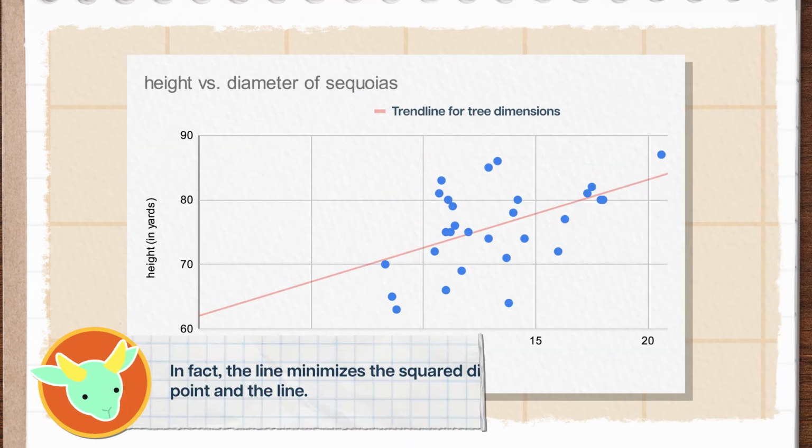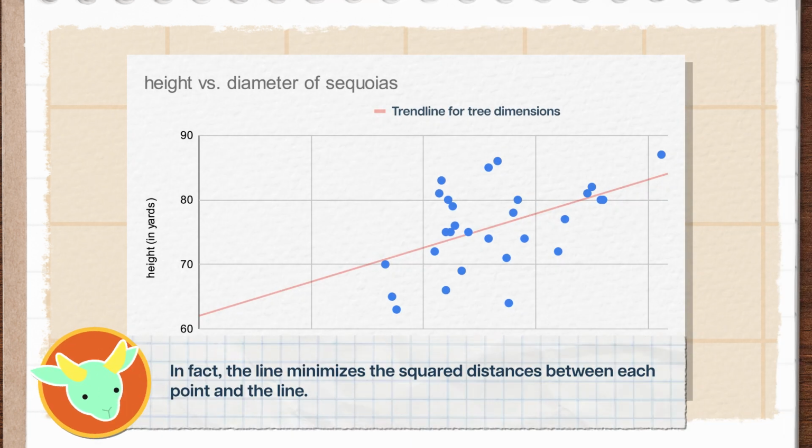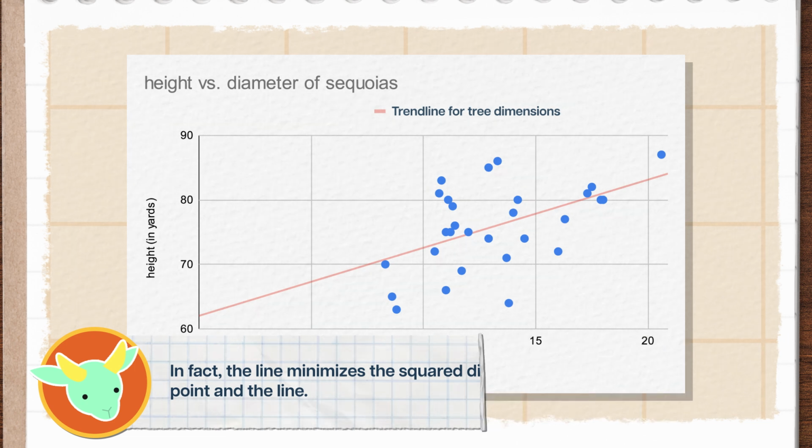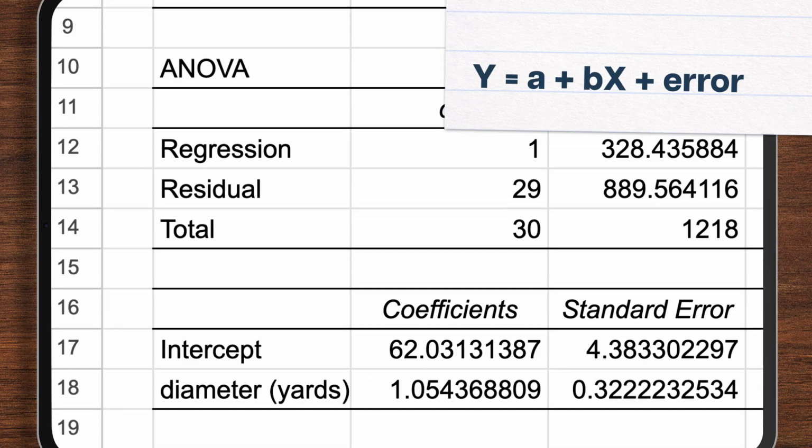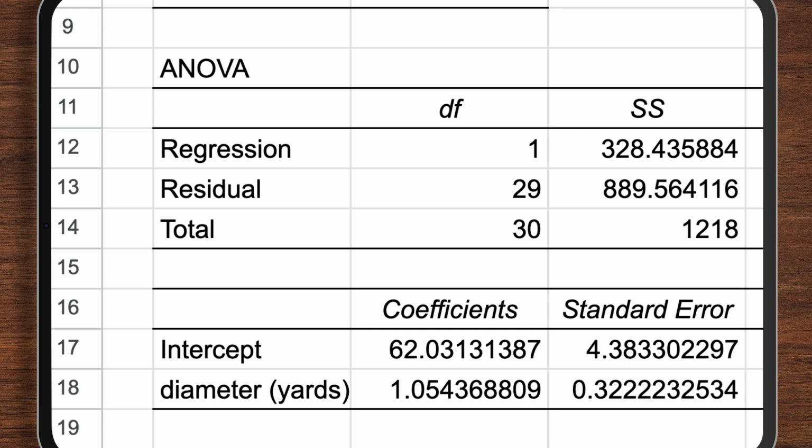This line tries to get as close to all of these points as possible, and in doing so, it has to cross 0 at some point, and a tree with no width wouldn't exist at all. But this intercept does help us mathematically describe the full relationship between tree width and height. The letter b in the simple regression equation is the slope. It represents the rate of change in the dependent variable for a 1-unit change in the independent variable. If a tree increases in width by 1, we expect to see a 1.05 increase in tree height on average.